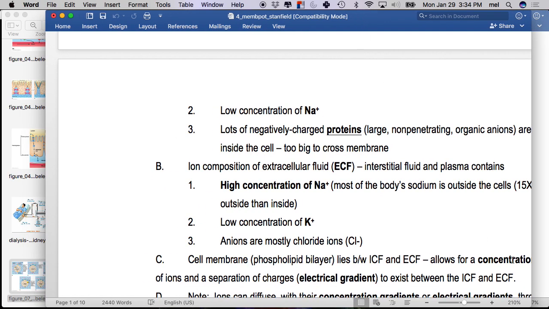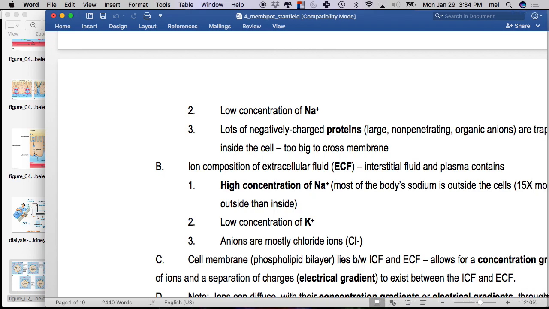And then let's look at the ion composition of the extracellular fluid. The extracellular fluid has a high concentration of sodium and a low concentration of potassium. I didn't tell you what the primary source of negatives is out there, but now I will. It's got a relatively high concentration of chloride ions. Okay? A bunch of other negatives too, but that's the major one.